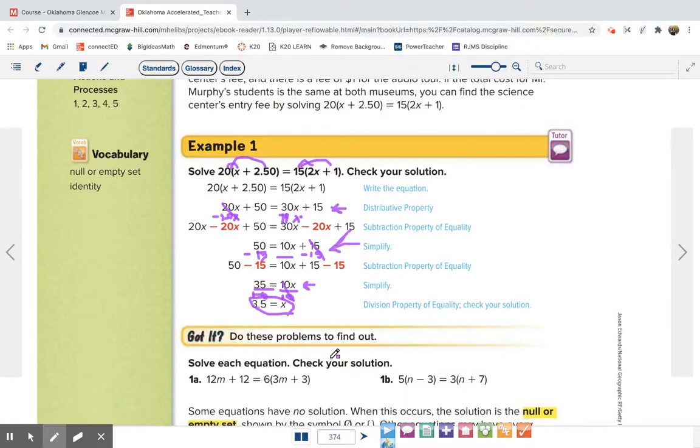Okay, I want y'all to do 1A only. I'm not going to make you do both of these. So try 1A, and then I'll go over it with you.